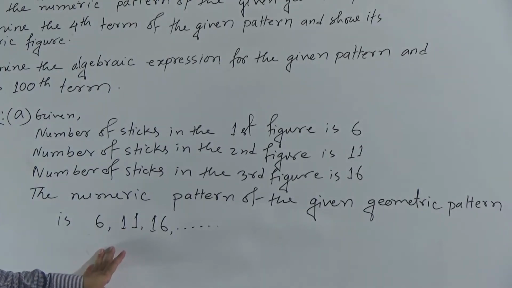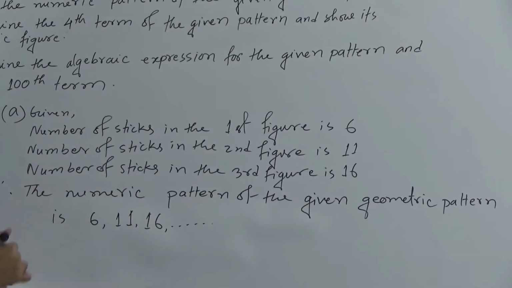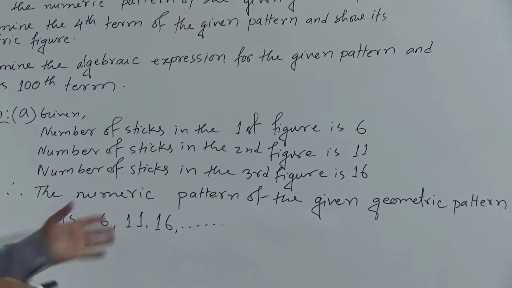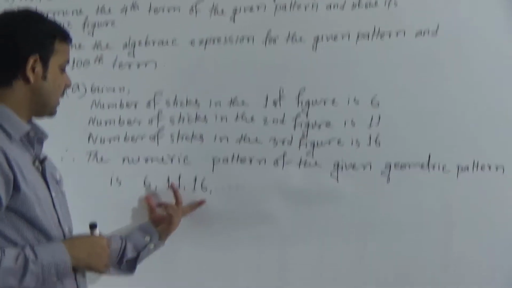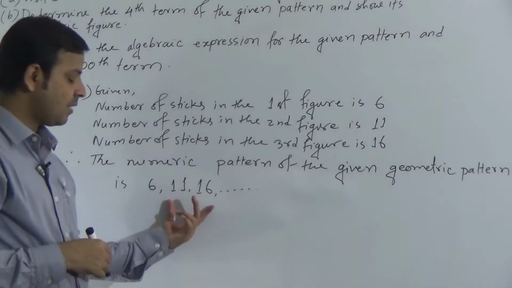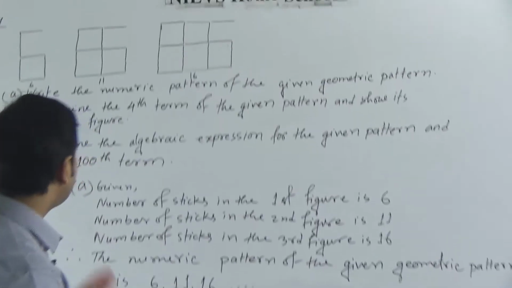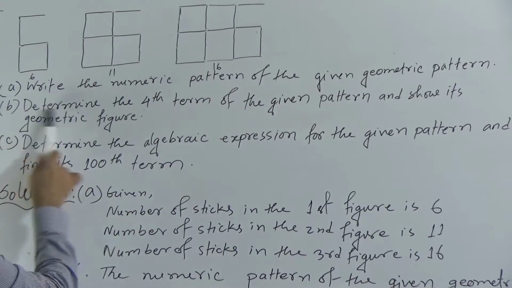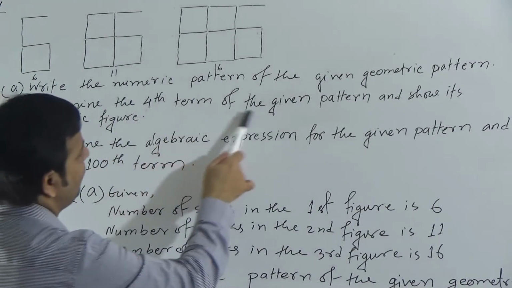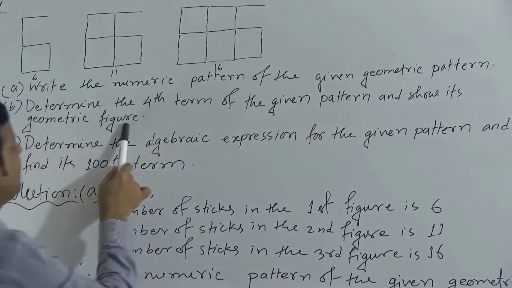Students, I hope you have understood our solution of the first question. If you want to write the answer, you can write only this pattern, 6, 11, 16, in this way. Okay, dear students, now I will solve question B. What is question B? Determine the fourth term of the given pattern and show its geometric figure.